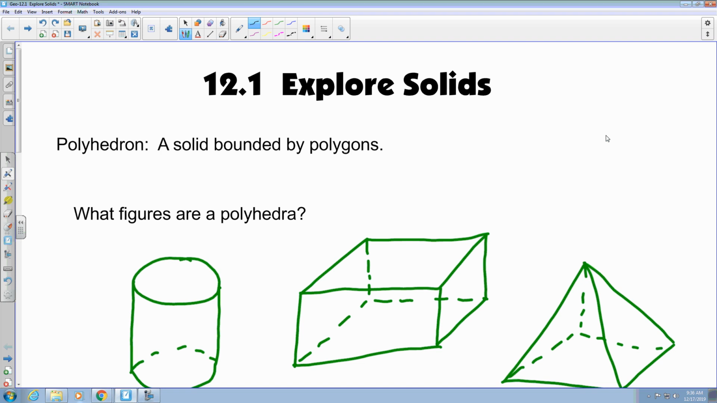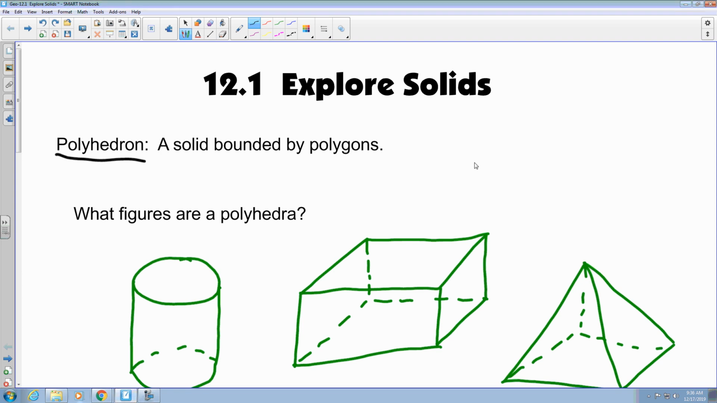at when it comes to exploring solids and three-dimensional objects is being able to discover what is a polyhedron. By definition, a polyhedron is a solid bounded by polygons. So what you have to look at is each of the surface objects for each three-dimensional object, and if you can say that each surface is a polygon, then you can say that that solid is a polyhedron.